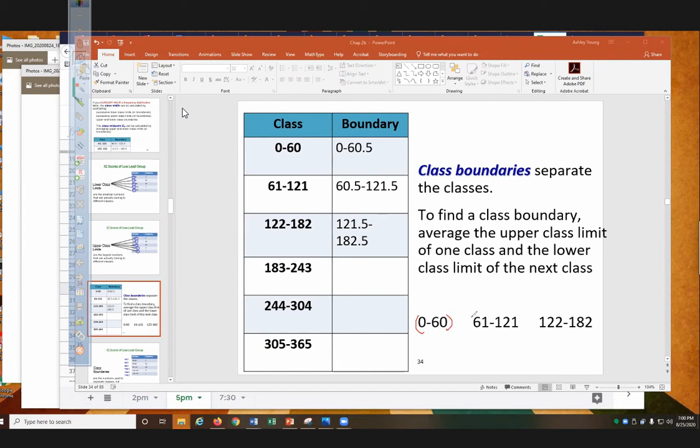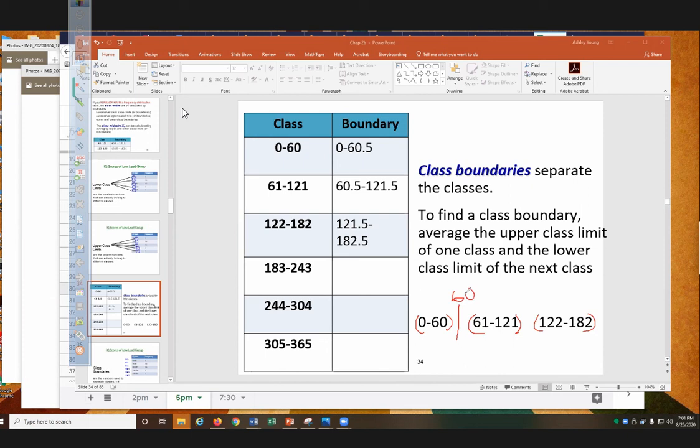If I were to put them side by side, I need to find the boundary between them. So between these two classes, what's the number smack dab between these two classes? This one ends at 60, this one begins at 61. So between these two is 60 and a half. Right, I'm averaging the top of this class and the bottom of that class. So 60.5 is the upper boundary for this class, and the lower boundary for that class.